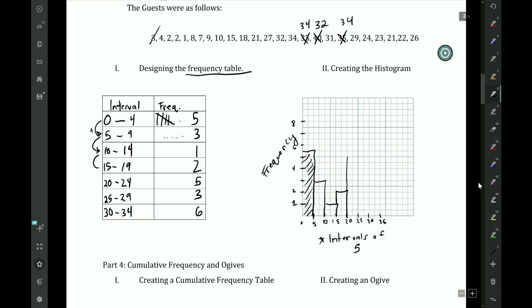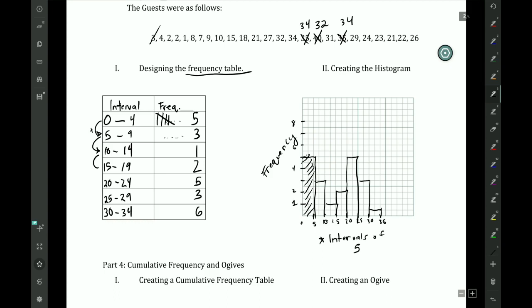So this actually should be a five there, sorry. Five again, and then we have three and one, okay? So again, just be careful going through those, but that's basically the histogram.